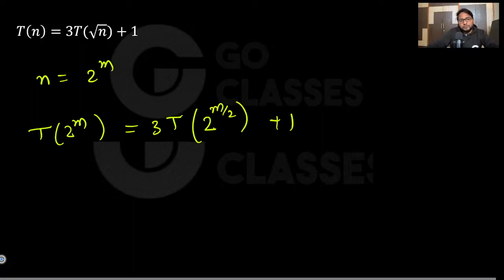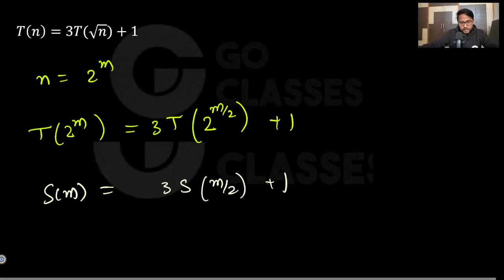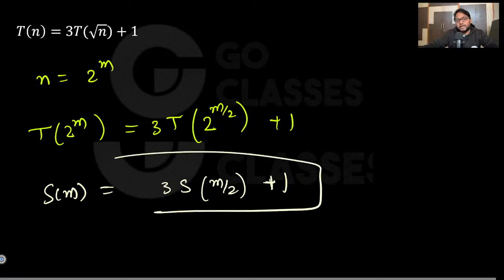Now let's just assume that to be S(m). So S(m) = 3T(S(m/2)), sorry, this is 3 into S(m/2) plus 1, right? Now can you tell me using the Master's theorem, what will the answer be here?